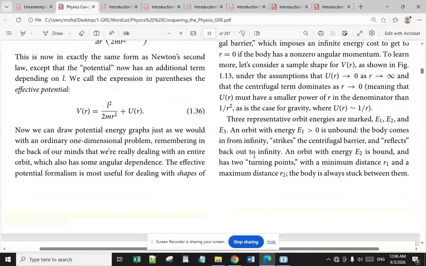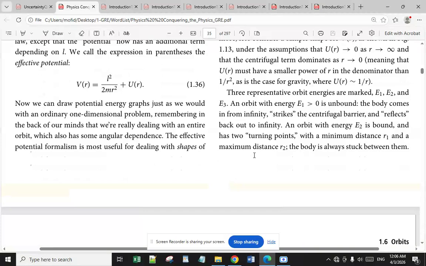Two representative orbit energies are marked E1, E2, and E3. An orbit with energy E1 greater than 0 is unbound. The body comes in from infinity, strikes the centrifugal barrier, and reflects back out to infinity.